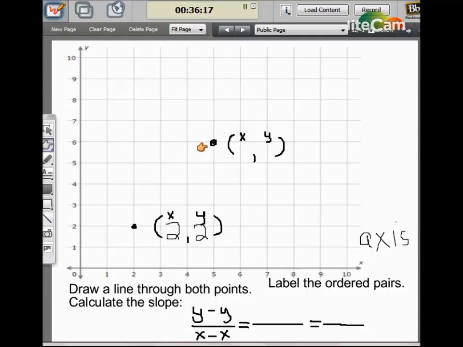Same thing with this point. I'm going to find on the x-line the number that goes down from that point on the x-axis. So I go down and I see that number right there is a 5. And then I'm going to go across on the y-line. That number's on the y-line, and there's my 6. So the ordered pair for that point is 5, 6.